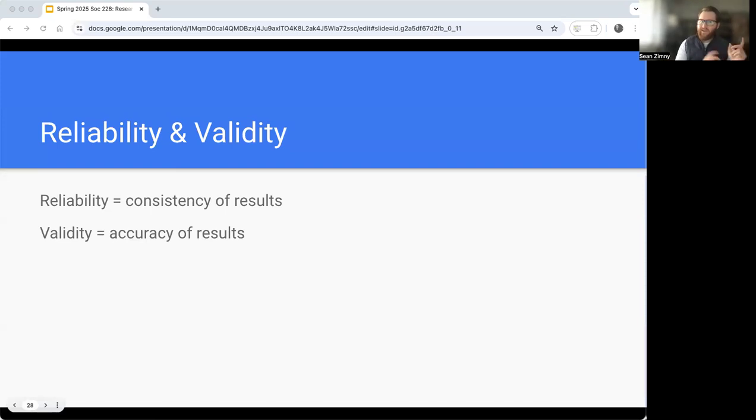Validity, on the other hand, is looking at the actual accuracy of the measure itself. So really valid methods reflect that you're actually collecting what you're intending to collect.